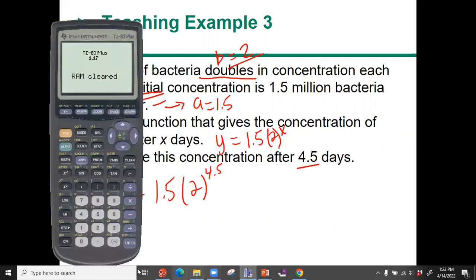Okay, so in here, I'm going to type in 1.5 times 2 to the 4.5. So after 4.5 days, how much bacteria is there now? 33.9 million bacteria.